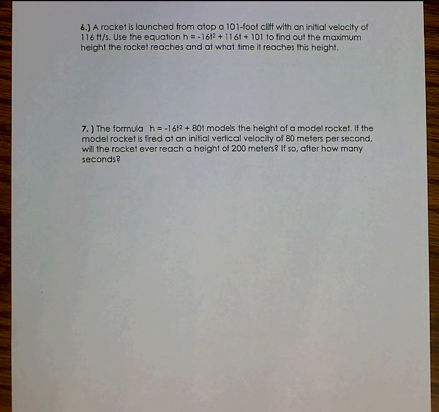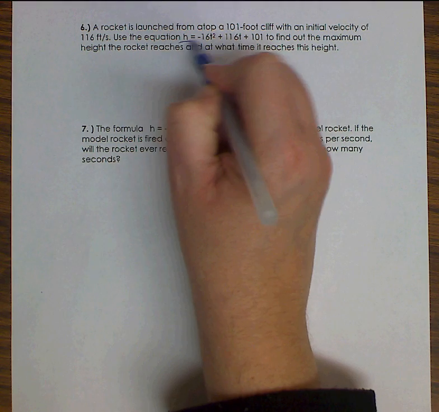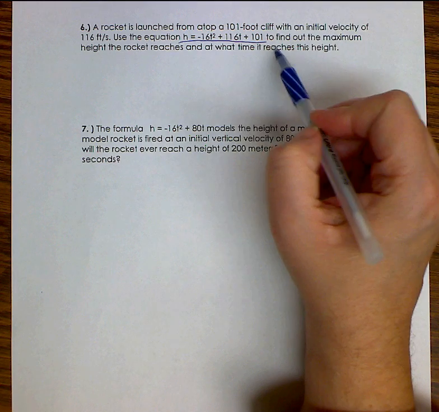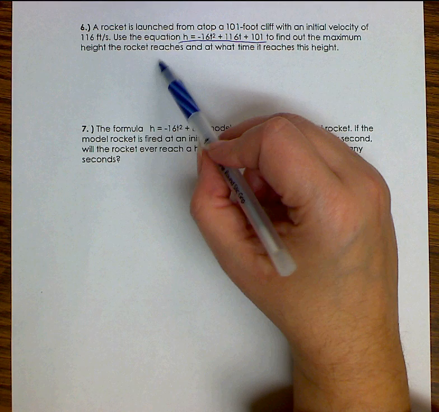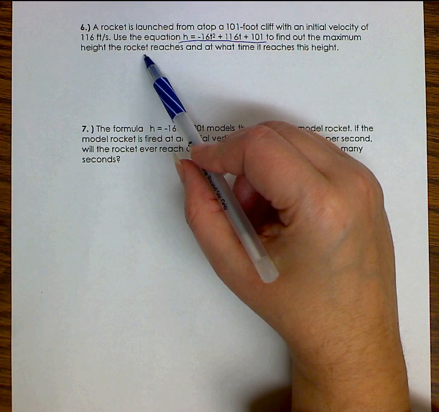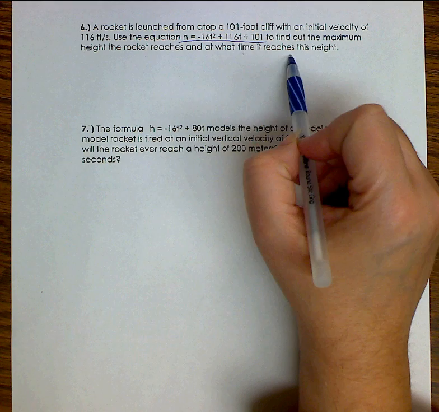A rocket is launched from the top of a 100-foot cliff. The initial velocity of 116 is given by this equation. Find the maximum height, and find out what time it will reach it.